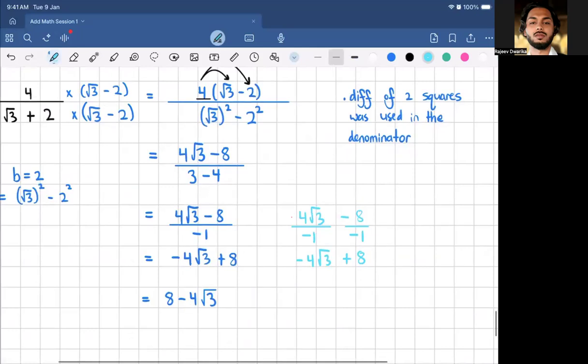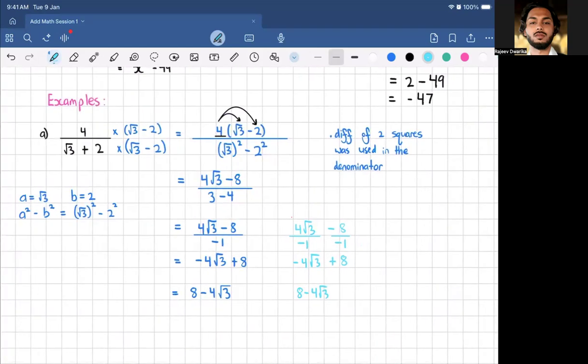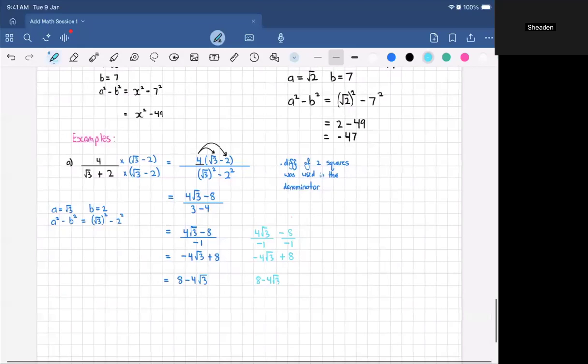And all I did was switch the order. As everybody knows, addition is commutative. It doesn't matter how you write it, it would mean the same thing. So that's how we're getting 8 minus 4 √3. Serena, could you just confirm in the chat whether you understand it? She said yes, she understands. Okay, nice.